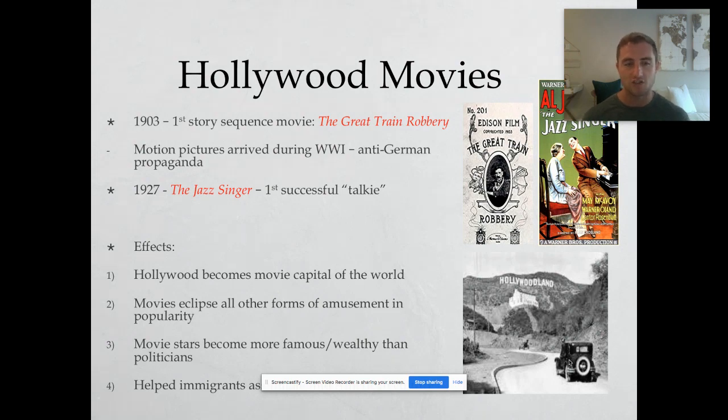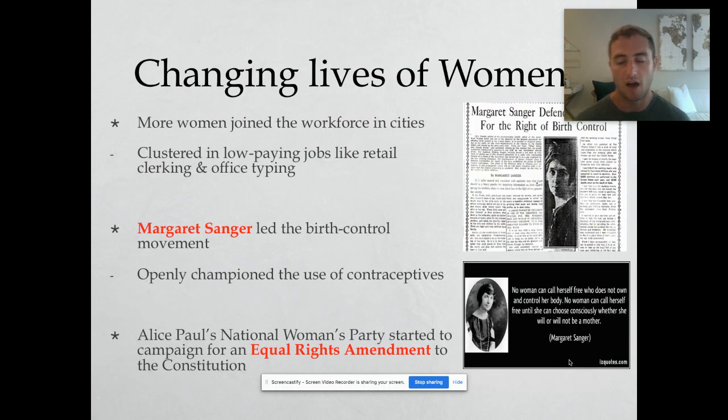And what are the effects of Hollywood movies? Hollywood becomes the movie capital of the world. Again, it's the most popular form of amusement, and we start to see the birth of our movie stars, as some of them, like Charlie Chaplin, etc., become more popular than even the politicians of the world, the presidents of the country, etc.